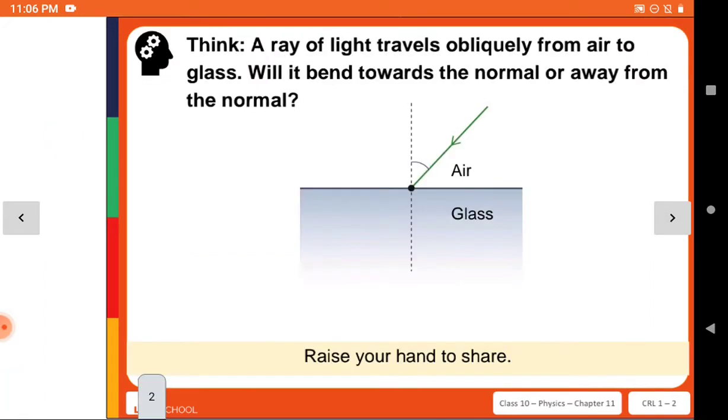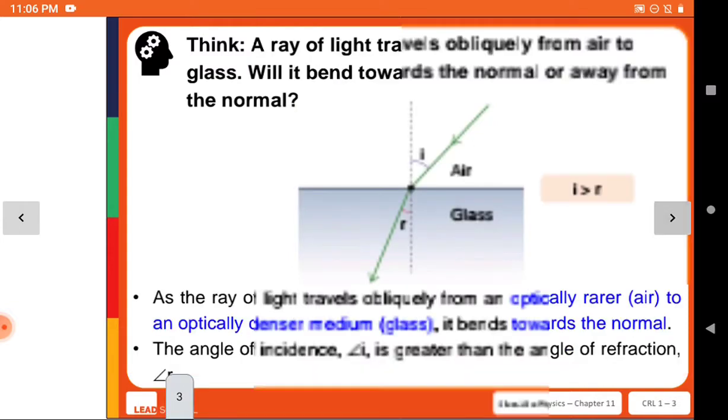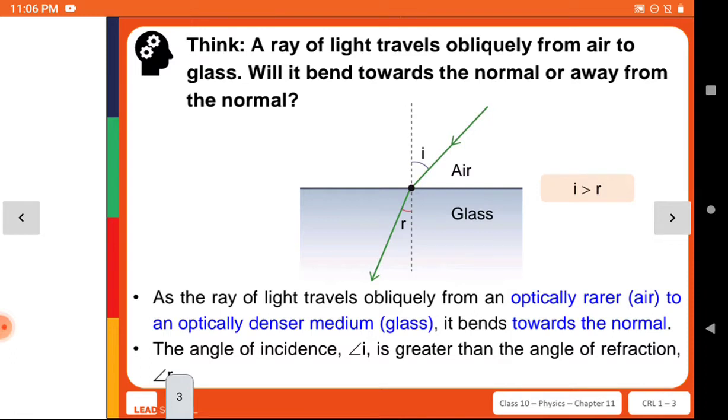So, first of all, what do you mean by refraction? Students, refraction means when a ray of light travels from one medium to another medium, its direction changes, or the light bends. When a ray of light travels from a rare medium to a denser medium or from a denser medium to a rare medium, this whole phenomenon is known as refraction of light.